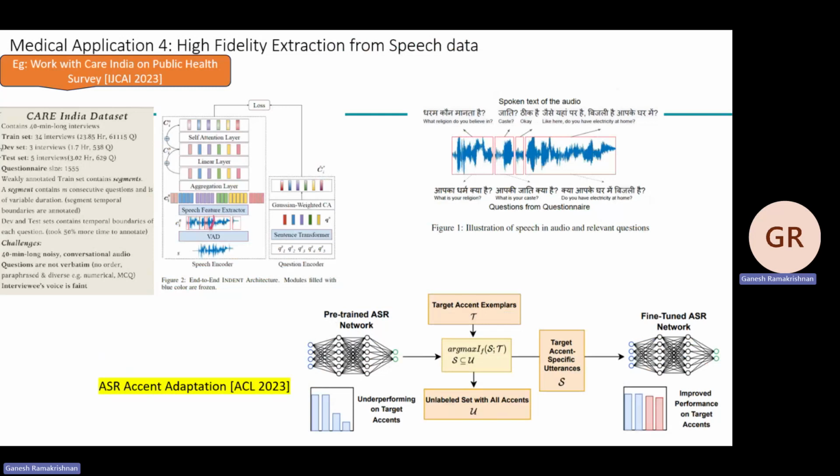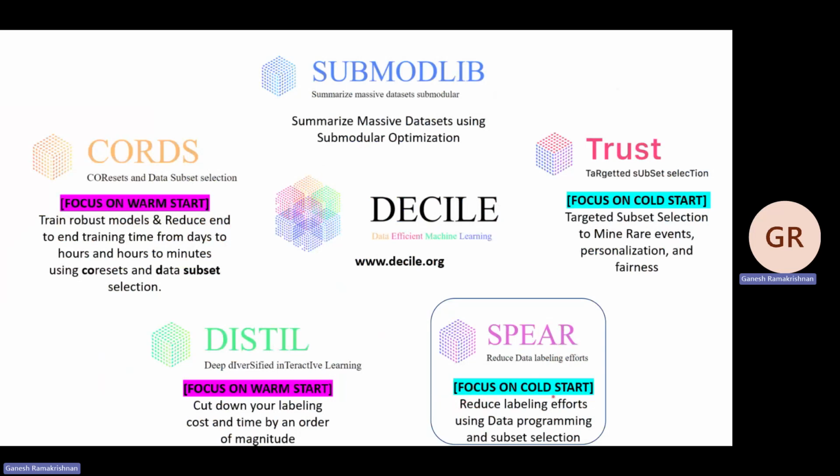And again, an example of when you extract something of significance. So I'll talk about the next one. This is again in the spirit of the previous two: cold start, and I don't have much data. So, reduce labeling effort using data programming. What do we do?